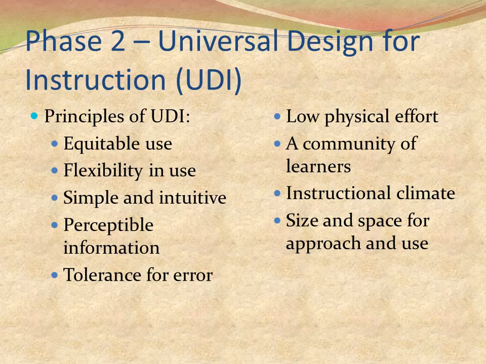Phase 2. Universal Design for Instruction. This process enables students to learn using various abilities such as reading, listening, and discussing, each of which are available in formats accessible to all students. These principles will be discussed in further detail in the next few slides.